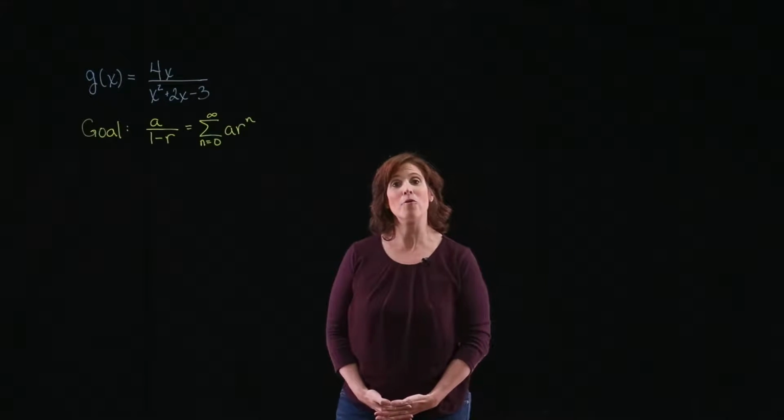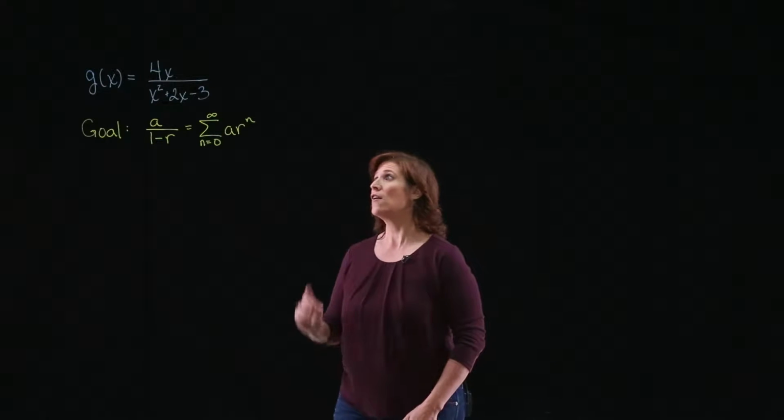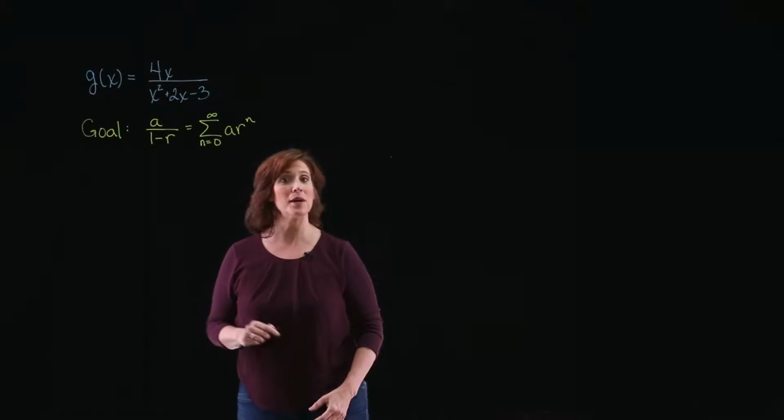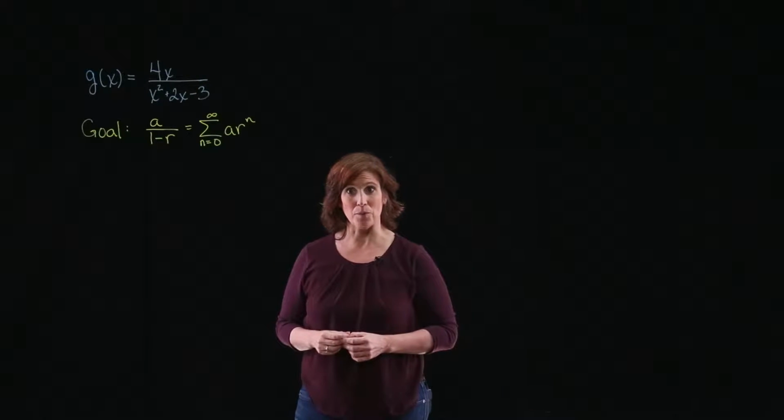Hi everyone, I'm Cheryl. In this problem, we're asked to find a power series for my function g of x equals 4x all over x squared plus 2x minus 3 centered at 0.